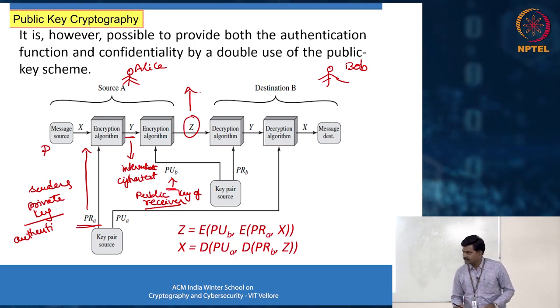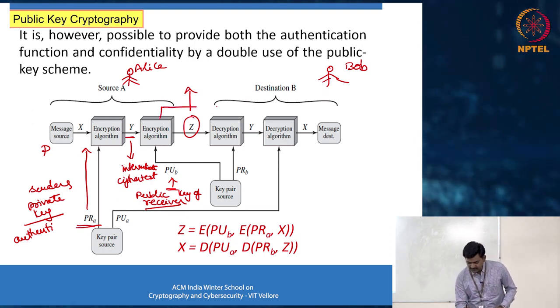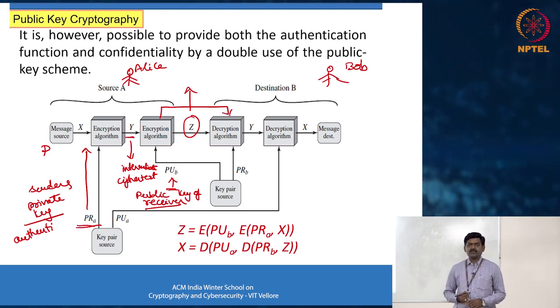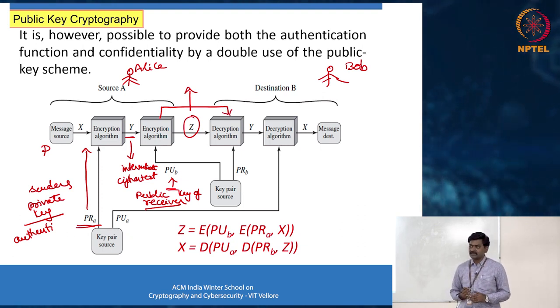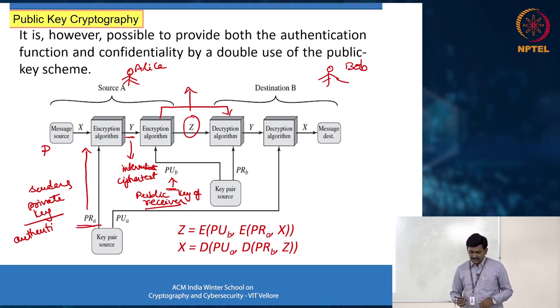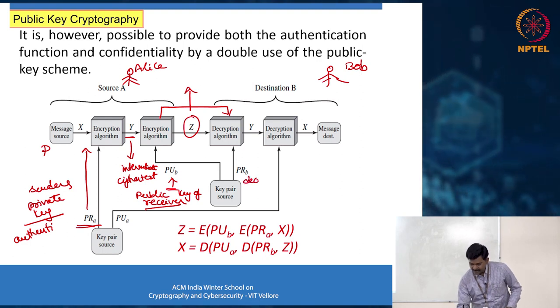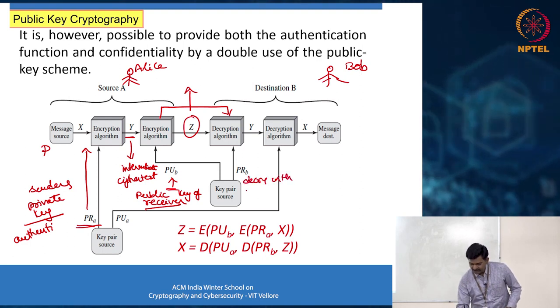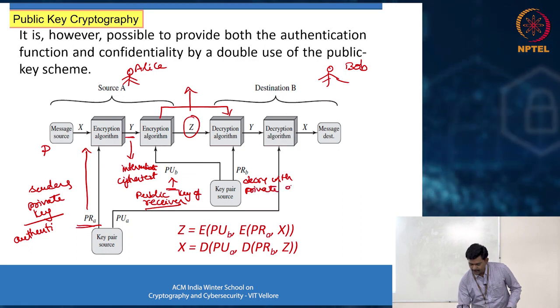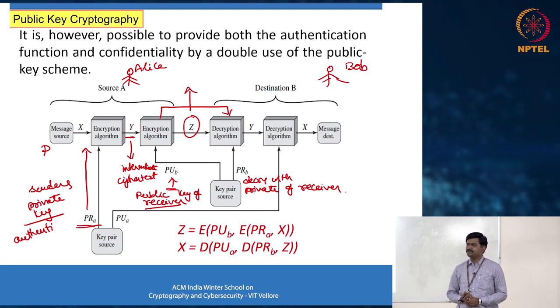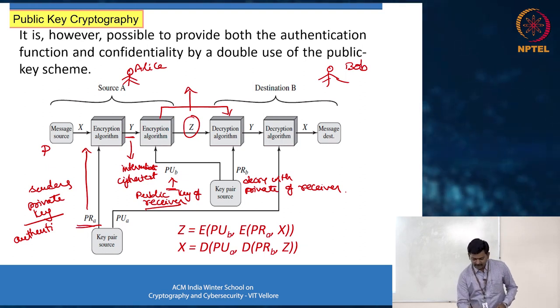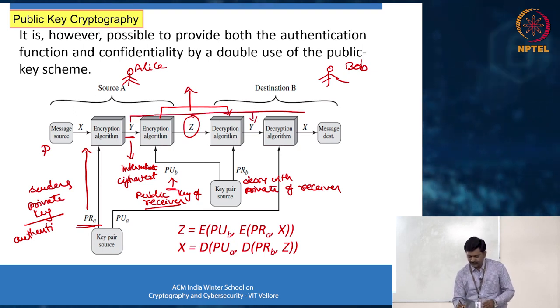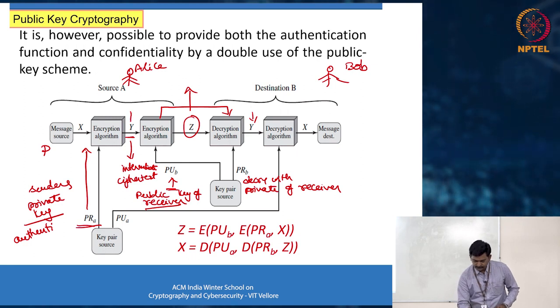Now at the receiver side, what do you do? The reverse process for this particular encryption. What is the last encryption that is done? The last encryption is done with the help of the public key of the receiver, and hence the decryption is with the private key of receiver. What you get is the intermediate ciphertext, that particular Y, right? The Y you get.